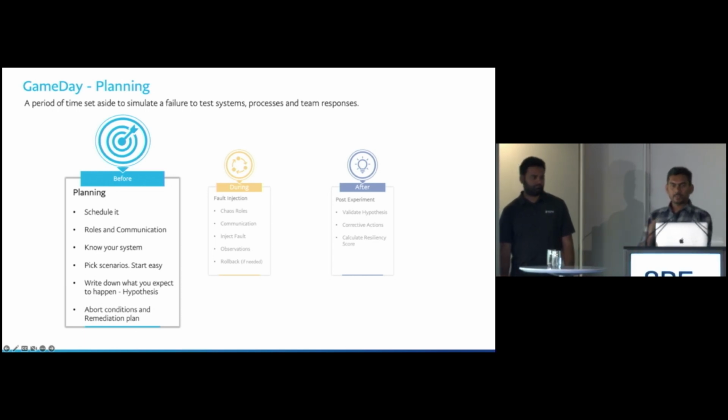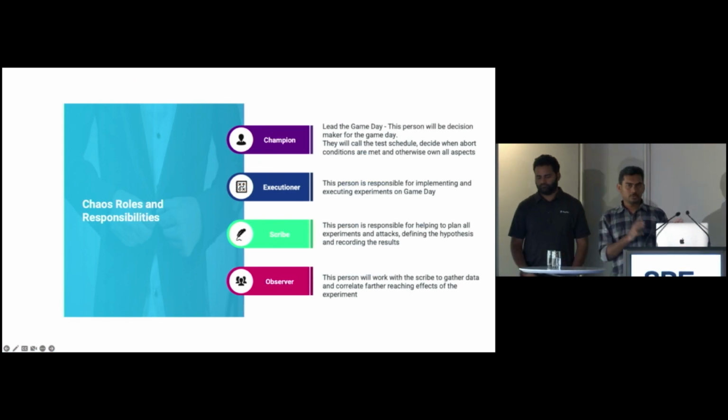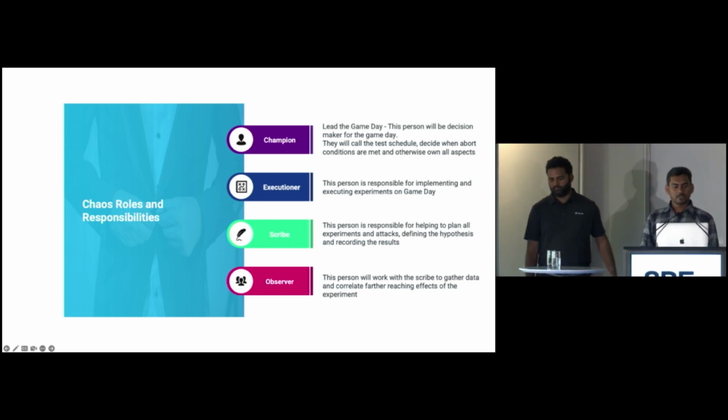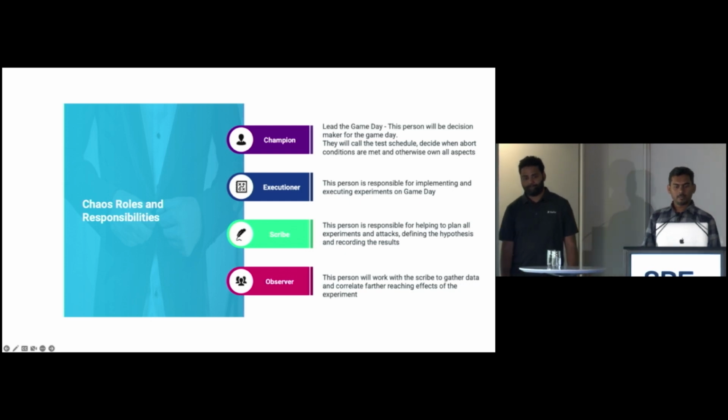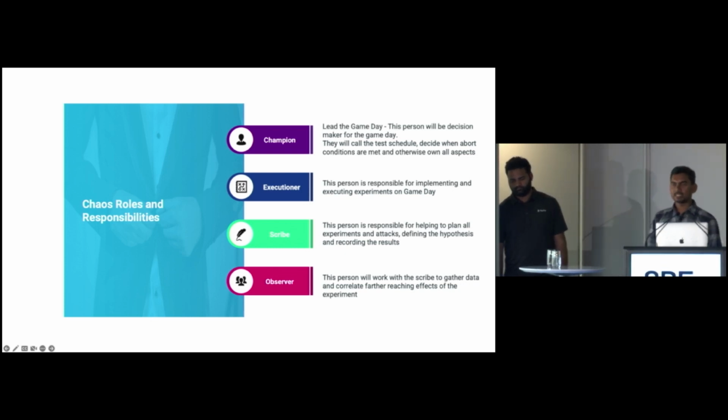Now let's take a look at these roles and responsibilities. We usually use these roles, but a variation of them, essentially the same, is applied across the industry. The first is chaos champion. This person leads the game day. He'll be the key decision maker, deciding when to start the experiment, when to abort the experiment, and things of that nature. The next role is executioner. This person is responsible for actually implementing and executing the experiment, like injecting a fault.